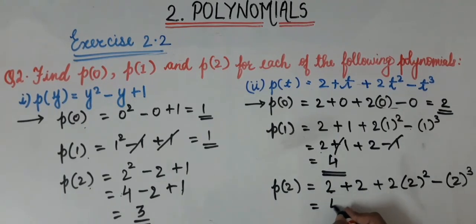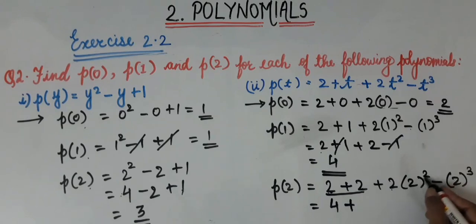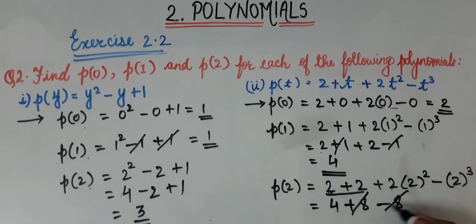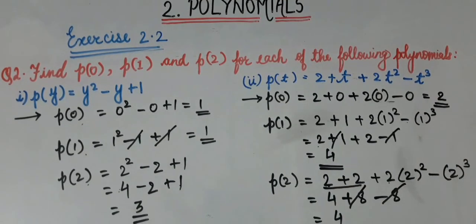2 plus 2, 4. This 2 plus 2, 4 I have written. Then plus 2 into 2 square. 2 square is what? 4. 4 into 2 is what? 8. Minus 2 cube is what? 8. So plus 8 minus 8 get cancelled. What remains? 4. So the answer for P of 2 will be equal to 4.